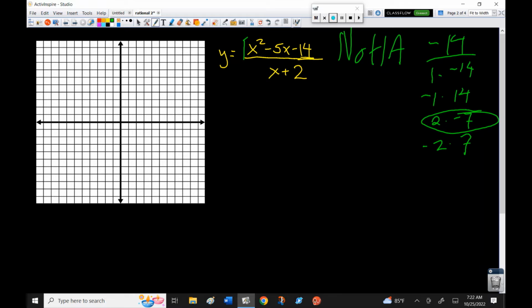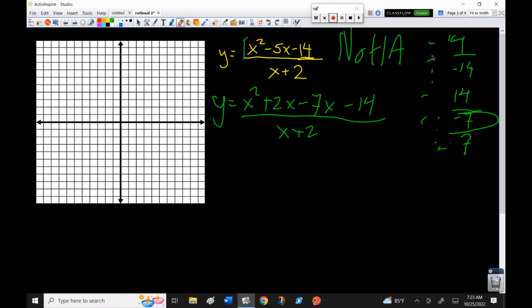We're going to say y equals x squared plus 2x minus 7x minus 14, all over x plus 2. Now let me get rid of this stuff over here. We know there's no horizontal asymptote. We're not sure if there's a hole or a slant asymptote, so we're just going to go ahead and complete this factoring here. Let me give myself some room before I run out.